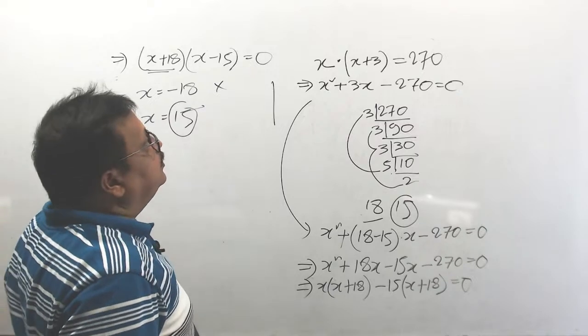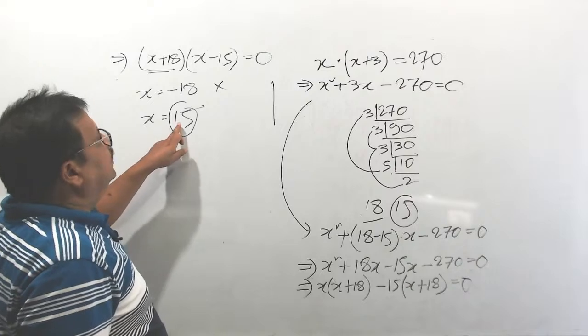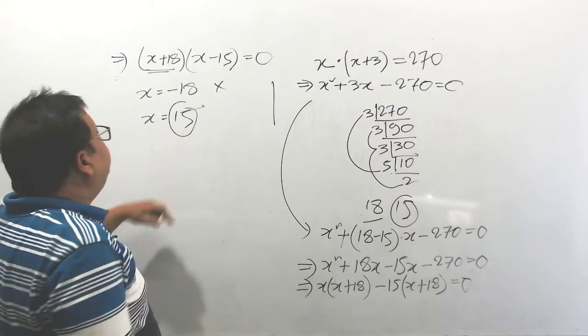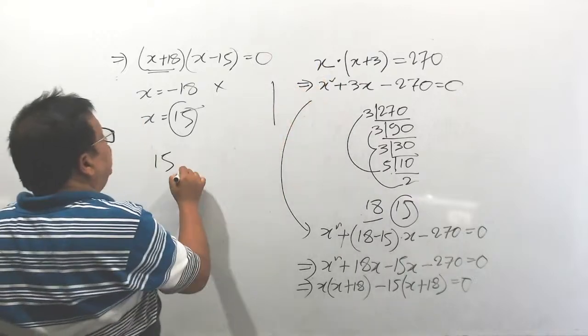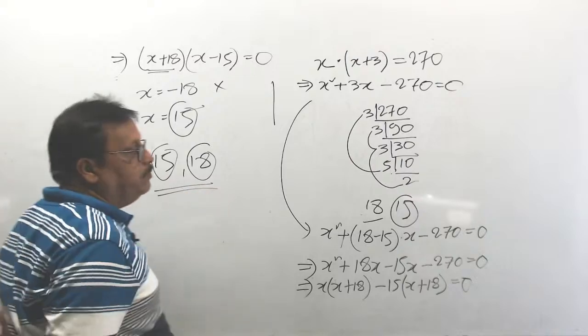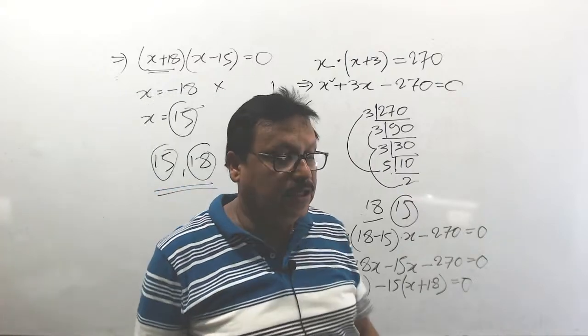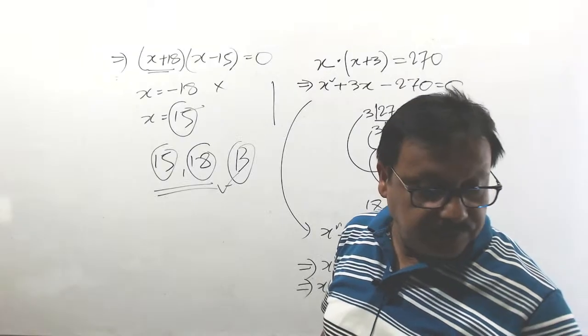That means two consecutive multiples of 3. If one is 15, another will be what? If x equal to 15, another will be 18. These two. So answer 15 and 18. Understood? 15 and 18. Option B. Answer is option B. Okay?